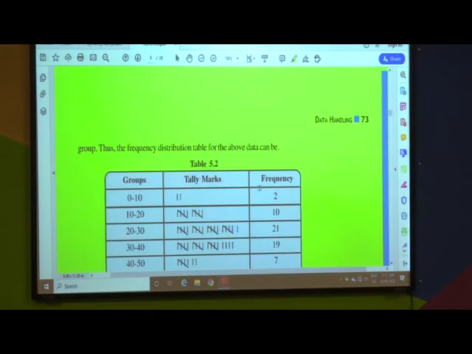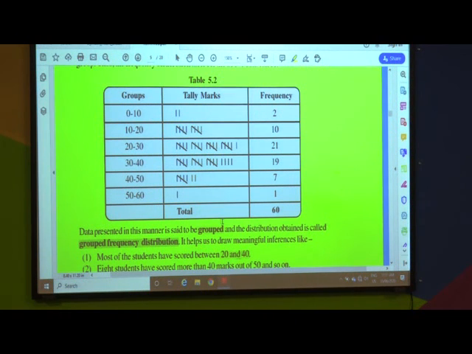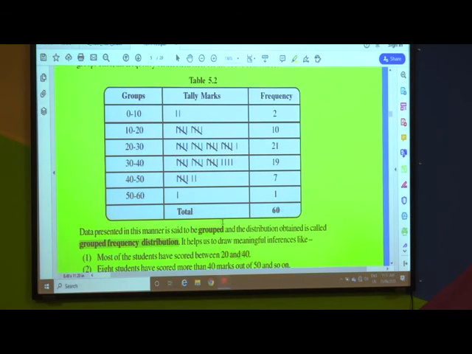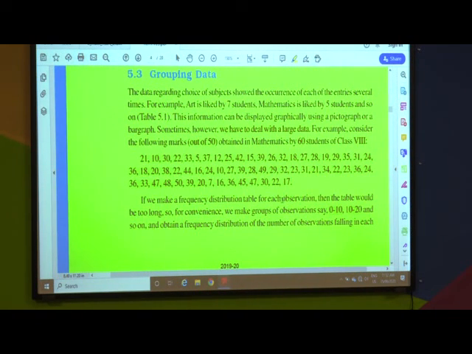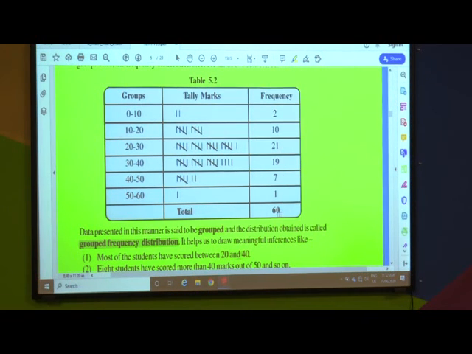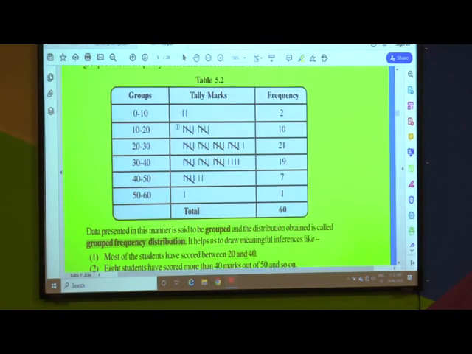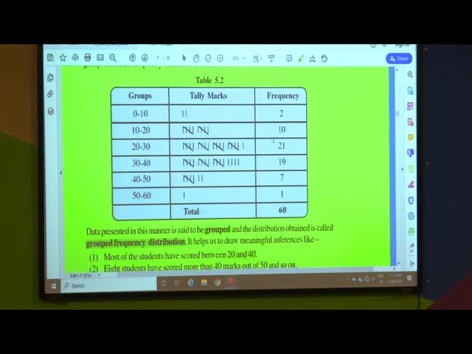Now, we have done grouping of the marks: 0 to 10 marks, 10 to 20 marks, 20 to 30 marks, 30 to 40 marks, 40 to 50 and 50 to 60. These are the groups that we have made, and in those groups we have noted how many students are present. Two of the students are present in 0 to 10. So, data has been presented in this manner.